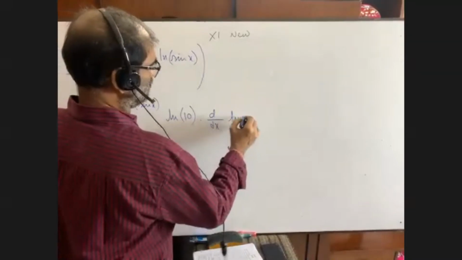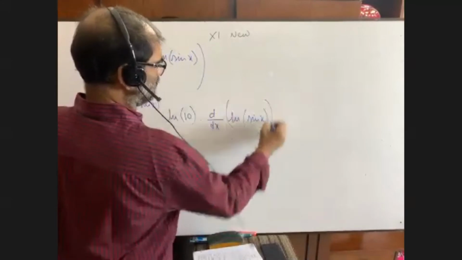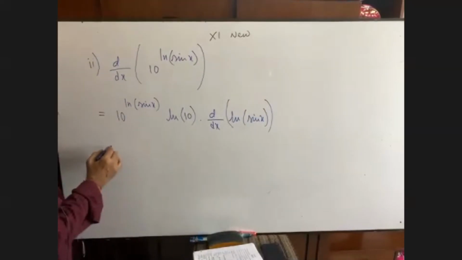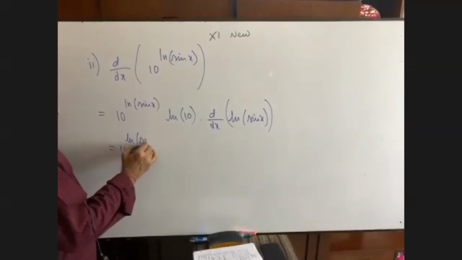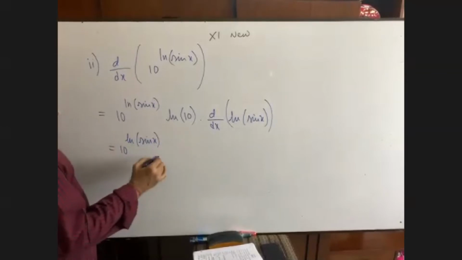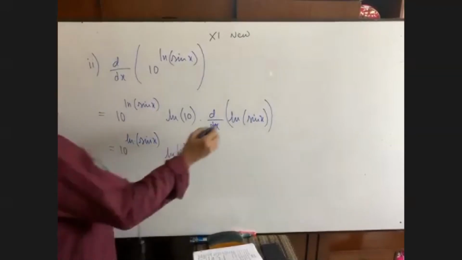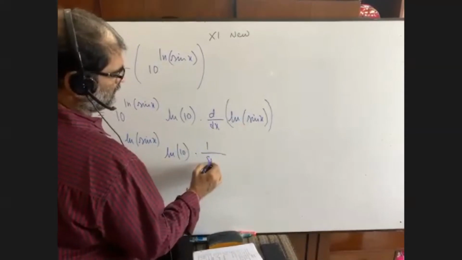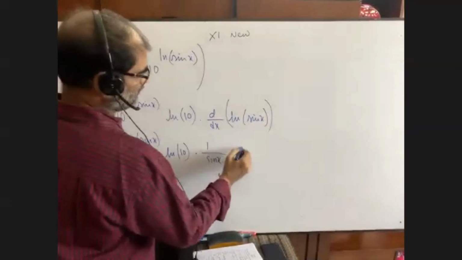ln sin x. Is it okay now? Now you see 10, ln sin x, ln 10. It is what? Ln x. Ln x means what? 1 by sin x. And then d by dx sin x.